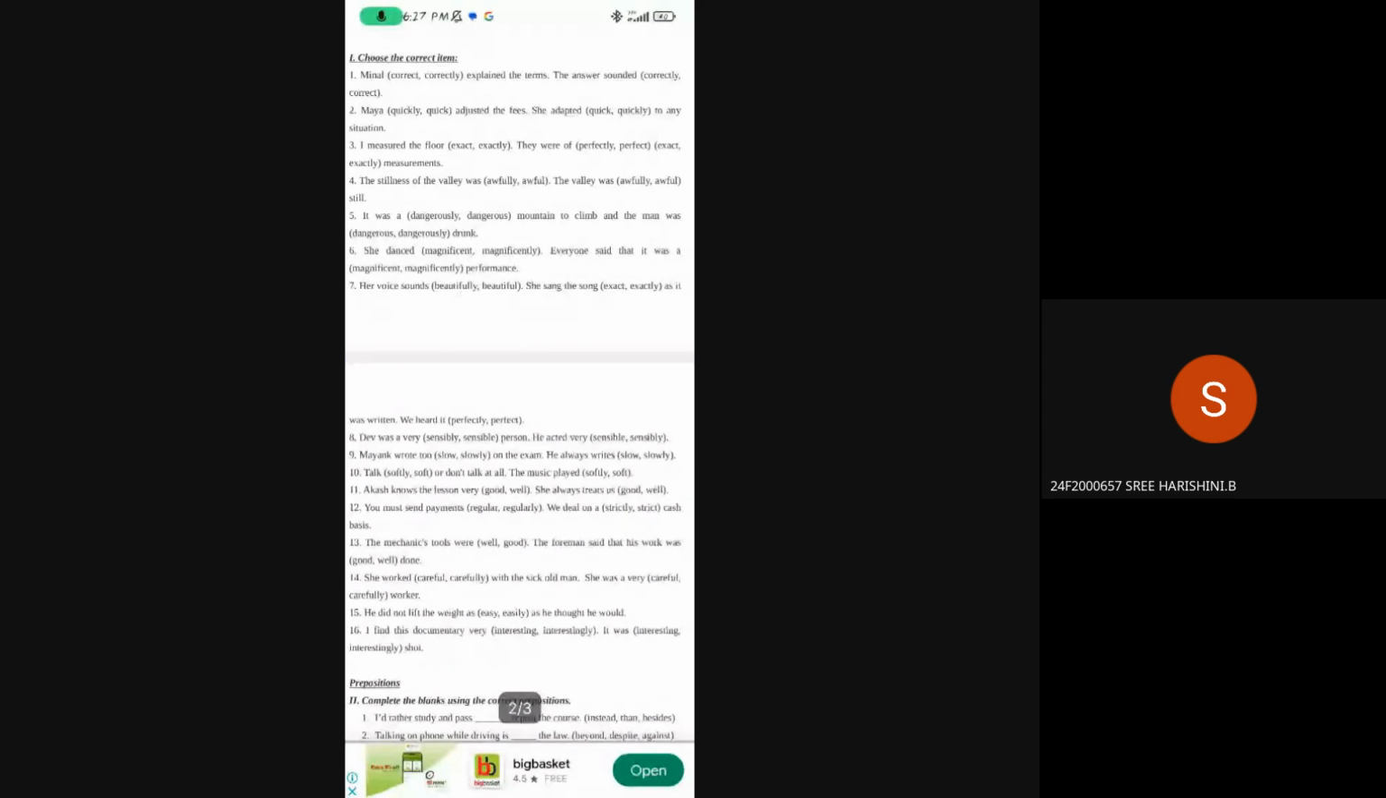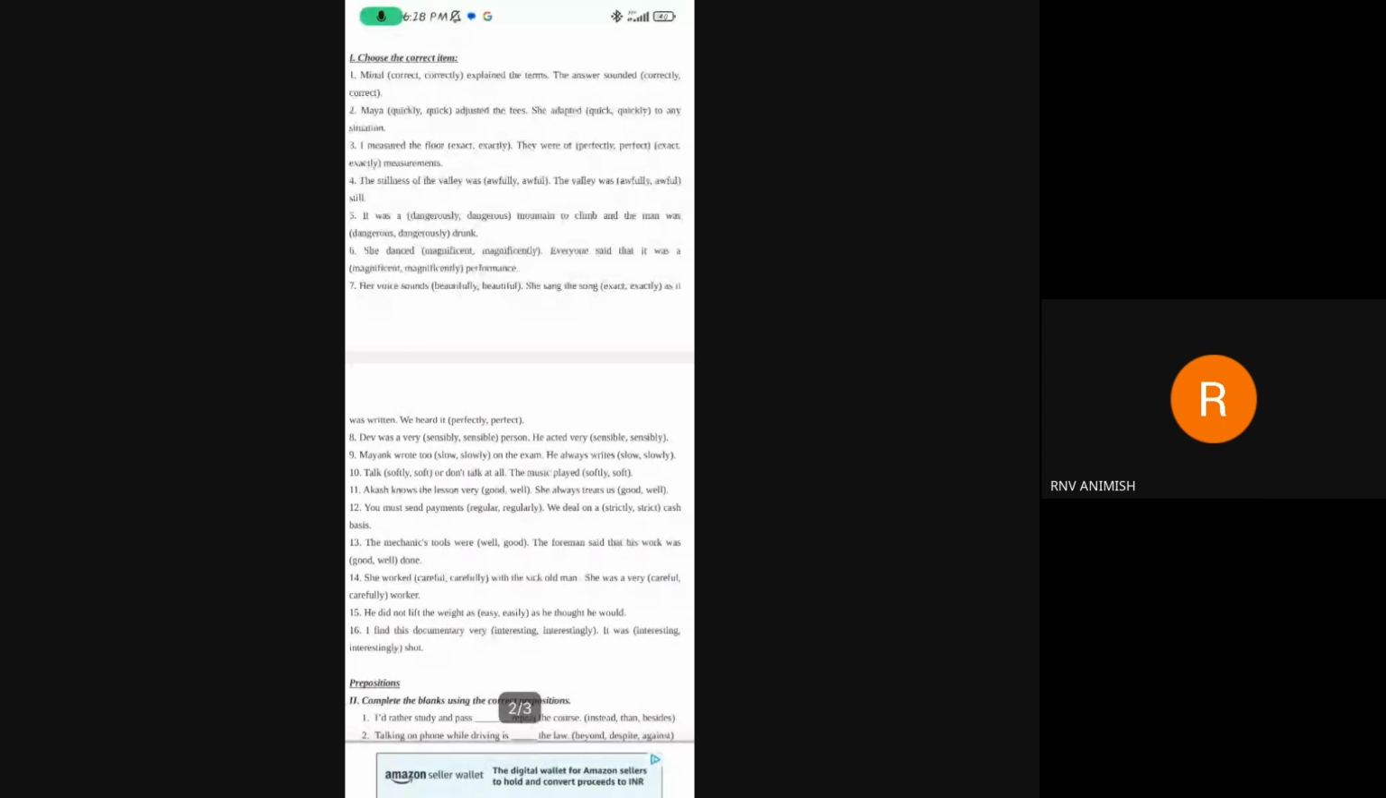The verb measured is what it is qualifying, right? Second part of it: they were of perfectly exact measurements. They were of perfect, perfectly, or exact, perfect. What would be the first one? Perfectly exact. Yes, it has to be perfectly exact, right?